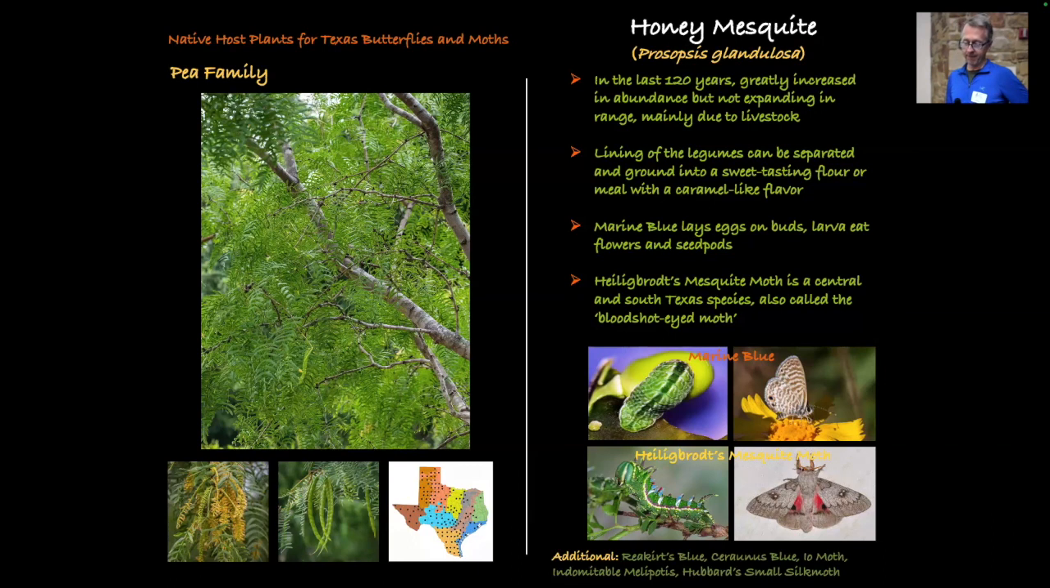Highly recommend it. The marine blue butterfly uses this, lays its eggs on the buds, and the larva will eat the flowers and then subsequent seed pods. And this Hylesia's silk moth, or the bloodshot-eyed moth, at the bottom here is one of the silk moths. It's a medium-sized silk moth, but one of those that does not eat as an adult. The caterpillar makes up for it, eats a bunch, but the adult does not eat anything and only lives about a week or 10 days. There are a lot of different butterflies and moths that will use honey mesquite as well.